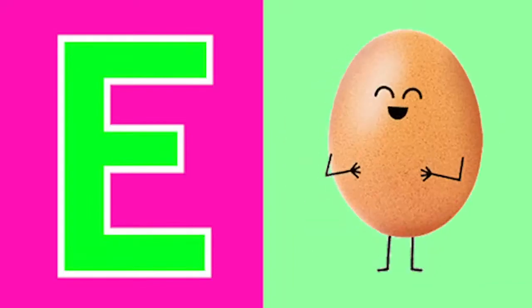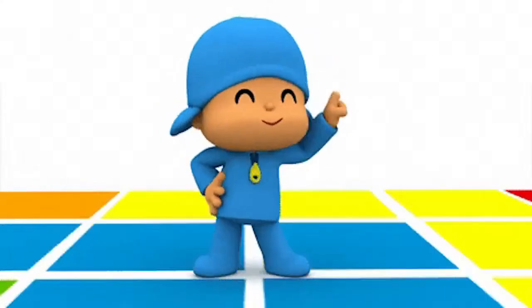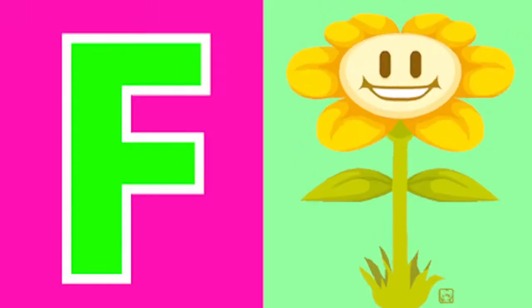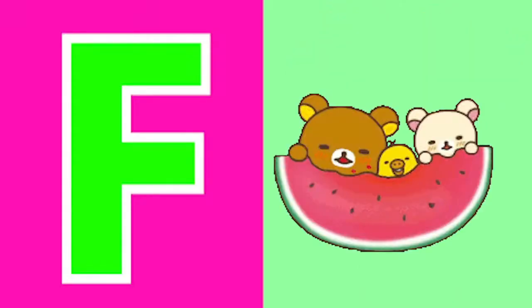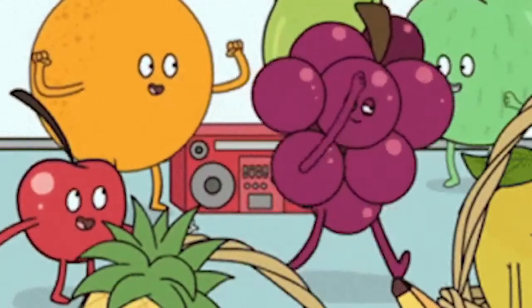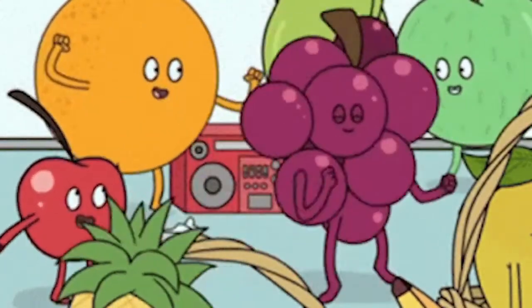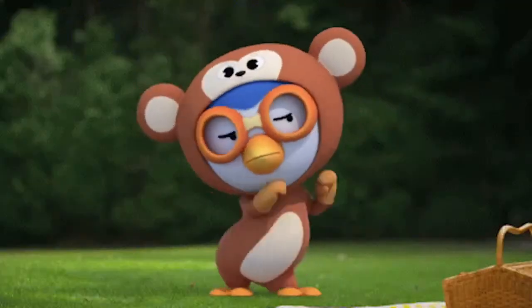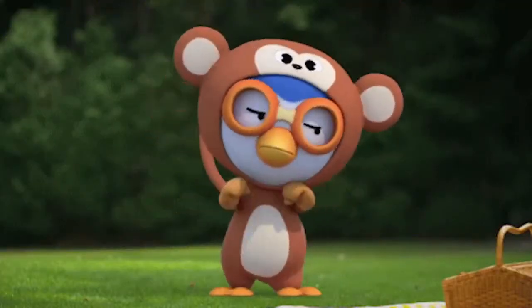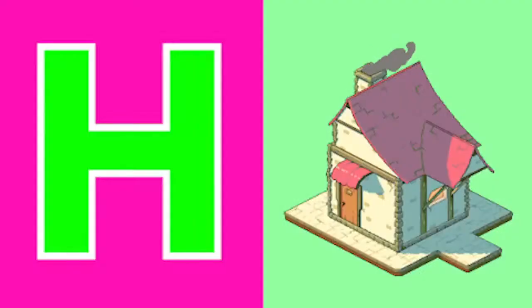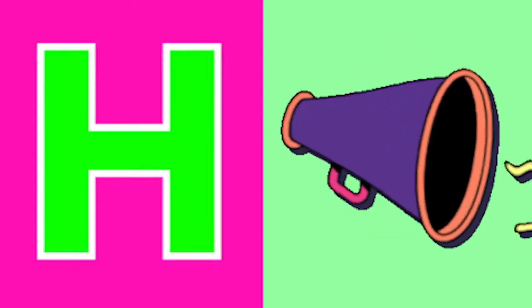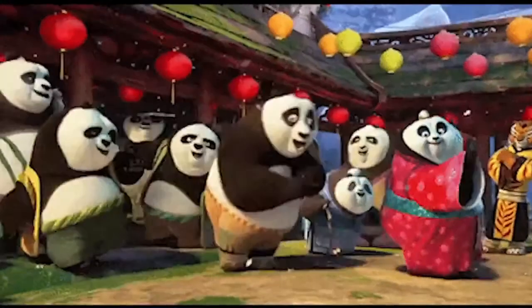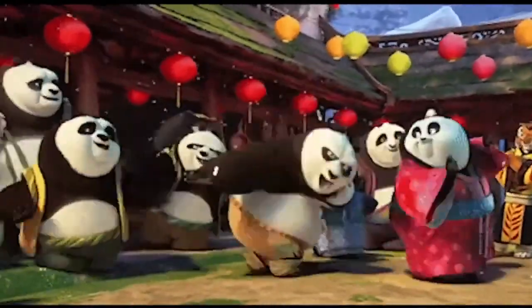E for ear and E for egg. E, e, e, e. F for flower and F for fruit. F, f, f, f. G for goat and G for gun. G, g, g, g. H for home and H for horn. H, h, h, h.